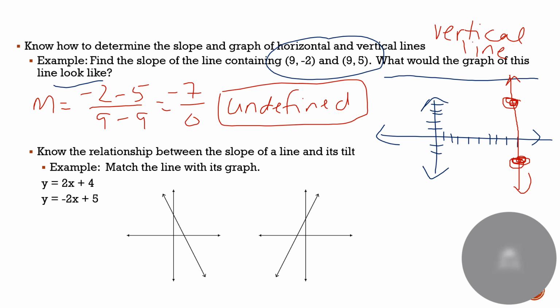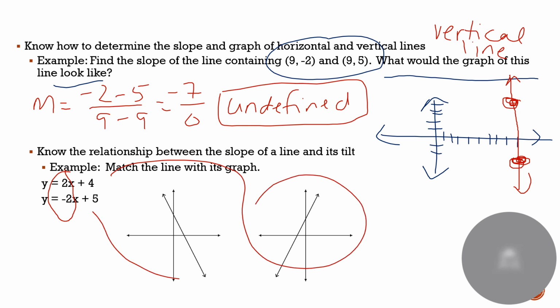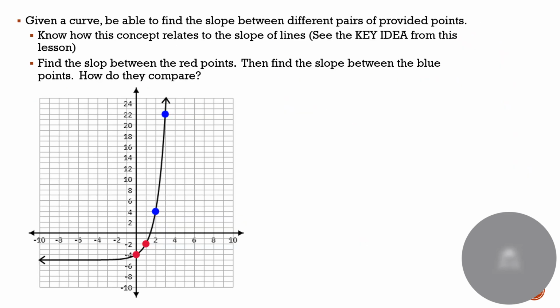Next bullet point, know the relationship between the slope of a line and its tilt. So match the line with its graph. So the slope is this number right there. And we know that a positive slope should tilt up and a negative slope tilts down. And I intentionally took all the numbers off of that so you don't actually know where the y-intercept is or exactly what the slope is. You are having to go by the tilt of the line alone, and that is your key concept with that, that we understand the tilt of the line and the slope there.